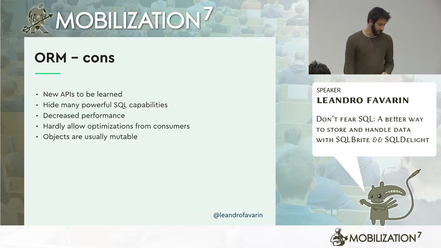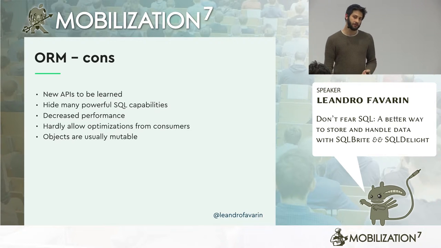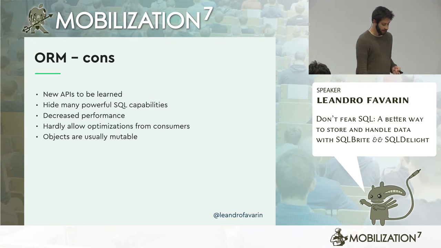Another point is that they usually make the objects mutable, so they can instantiate by reflection. And since you're on Android, also iOS, you're trying to query your database, which is an I/O operation you do on a background thread, having mutable data can potentially cause a lot of problems. So you want immutability here.